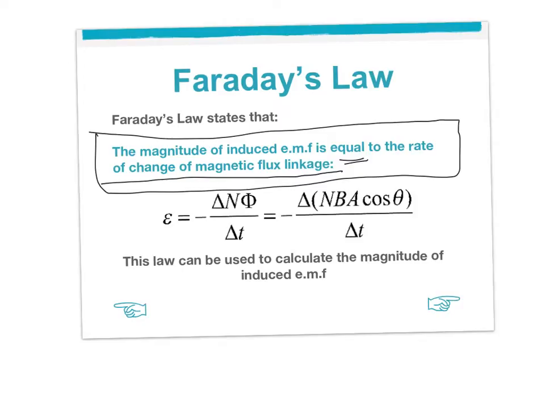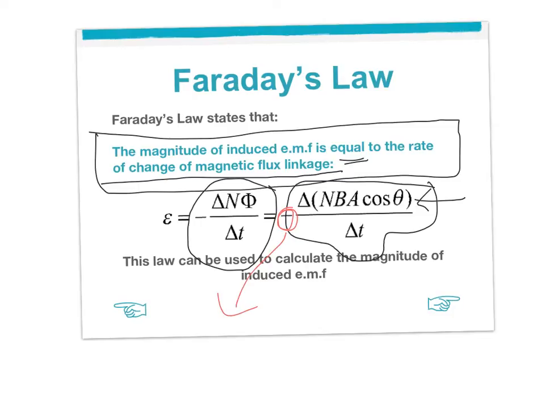So there are two ways of expressing this. Number one is delta N phi over delta T. And another way of expressing it is to expand that to include the relationship we were using before, delta NBA cosine theta over delta T. Now don't worry about the minus. Some of you guys get really excited about minuses. We will come to that. Okay, so this is Faraday's law, the rate of change of magnetic flux linkage. Remember, rate means per unit time.